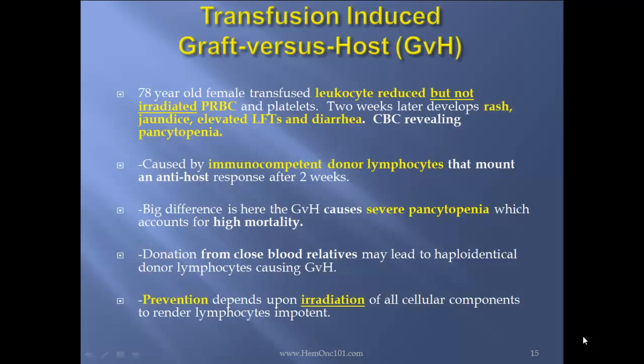The big difference here is that the graft-versus-host from the transfused leukocytes causes severe pancytopenia, which can actually cause high mortality. Donation from close blood relatives may lead to haploidentical donor lymphocytes causing graft-versus-host. Prevention depends upon irradiation of all cellular components to render the lymphocytes impotent.